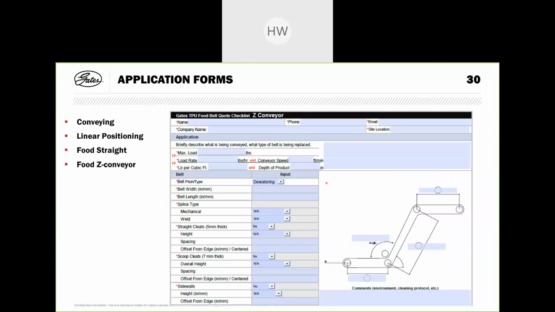For food belting, we have a special application form that's a little more detailed, and when you have an application where you need to determine and calculate and suggest a product, a food belt, then you can reach out to our application engineers to get access to this application form.